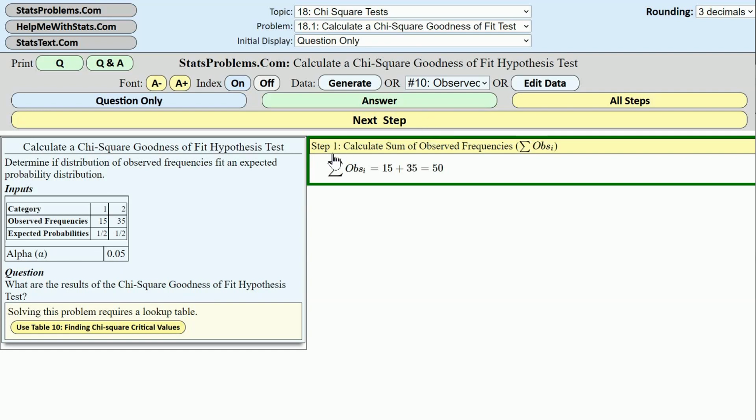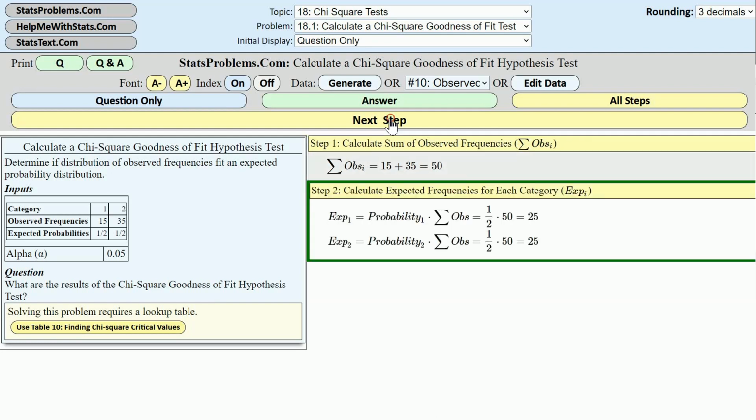In Step 1, we calculate the sum of the observed frequencies. The sum of the observed frequencies equals the first category frequency of 15 and the second category frequency of 35, which works out to 50. In Step 2, we calculate the expected frequencies for each category.